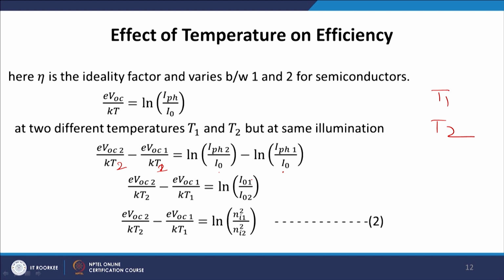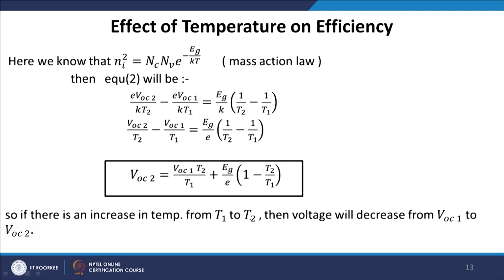So, we can also write in terms of intrinsic carrier concentration. Instead of this I, we can also write in terms of the Ni square. That is what we have written here, ln Ni1 square divided by Ni2 square. Now, intrinsic carrier concentration heavily depends on temperature. We know that Ni square is Nc times Nv into e to the power minus Eg by KT, law of mass action, if we remember, where Eg is the band gap and T is the temperature.